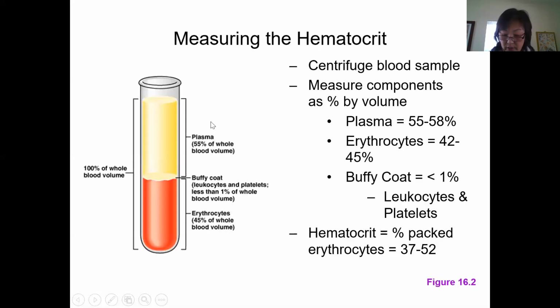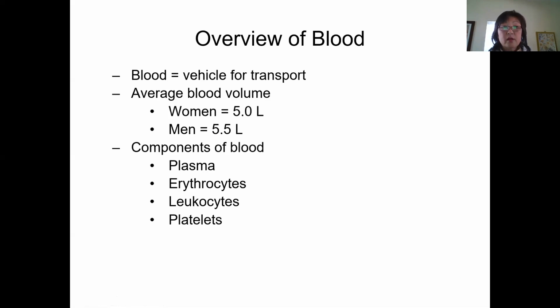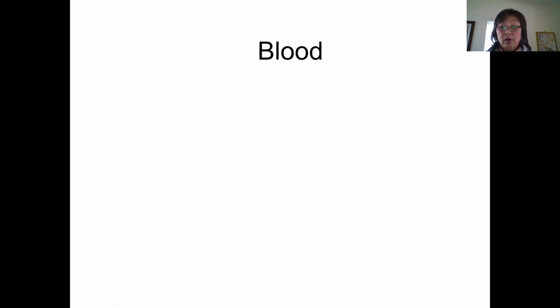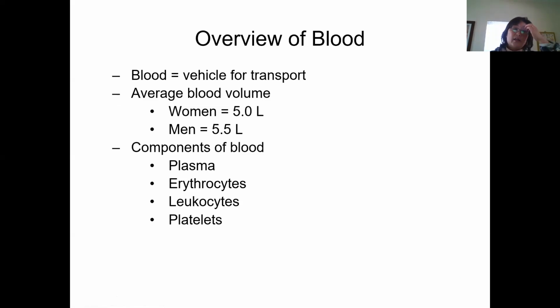Okay, so we're talking about the blood, right? There's a little difference in terms of the total amount of blood between male and female. Males have a little bit more because of the higher testosterone concentration. One of the functions of testosterone is to stimulate blood production.